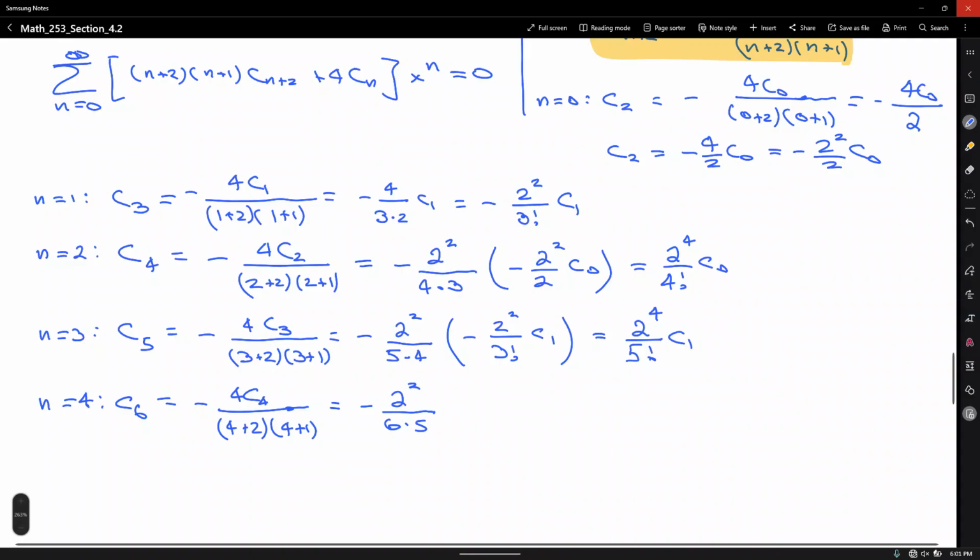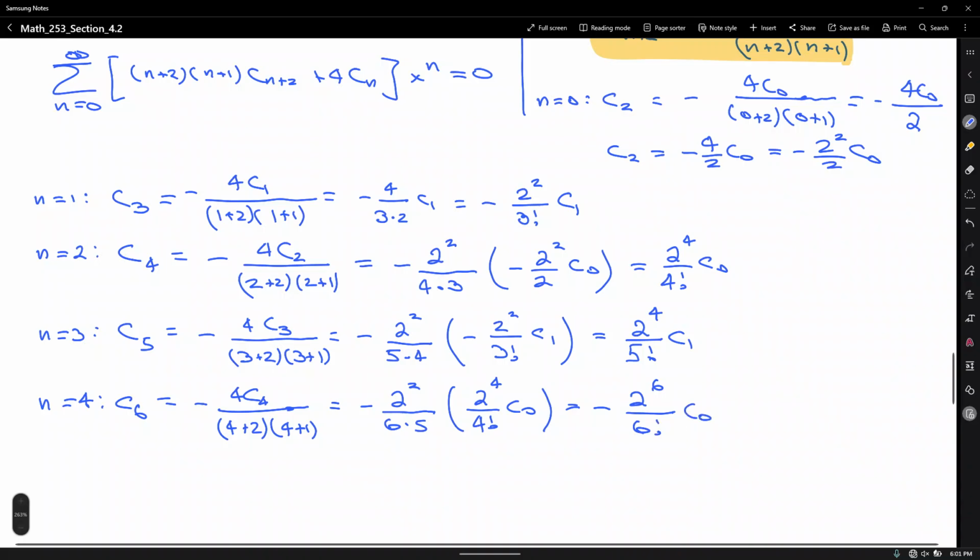Okay, but wait a minute. What is C sub 4? Isn't that another one in terms of C sub 0? Okay, so that'll be times 2 to the fourth over 4 factorial C sub 0. Okay, let's simplify this one. So that's negative 2 to the power 6 over, do you guys agree 6 times 5 times 4 factorial together comprise the 6 factorial? Perfect. 6 factorial C sub 0.